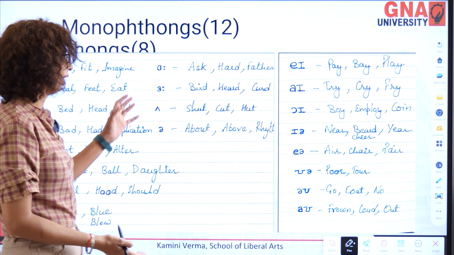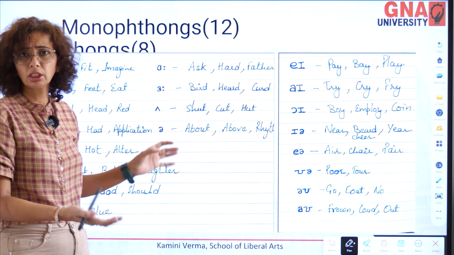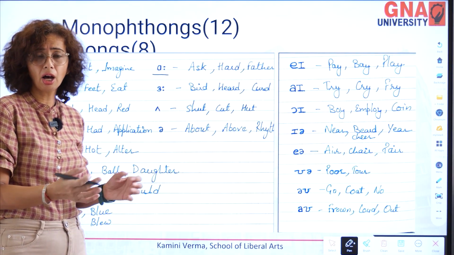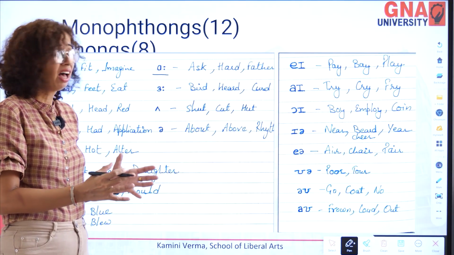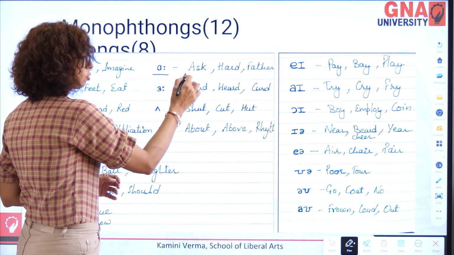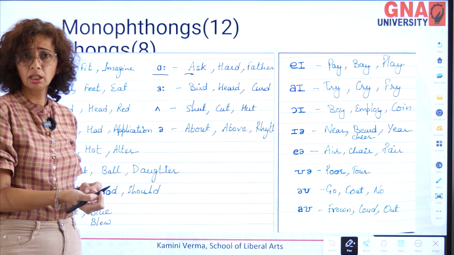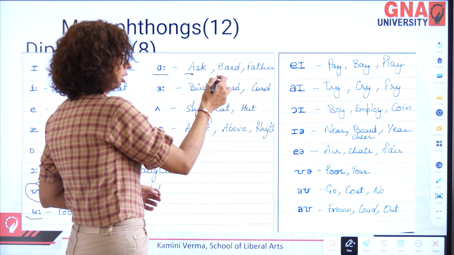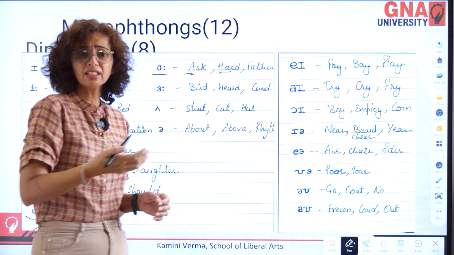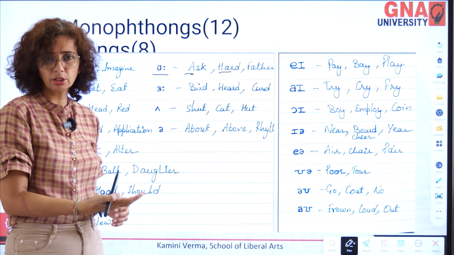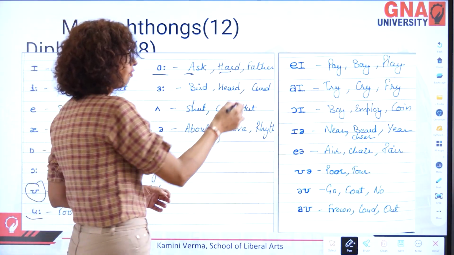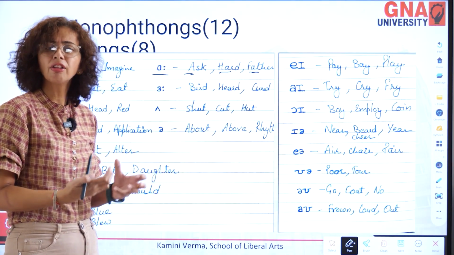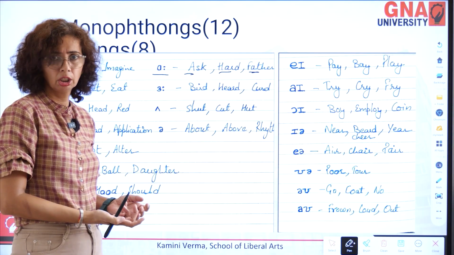Moving ahead with the next one, that is the A sound in English. Now this one is the A sound. Now A as in ask, as I'm using it here. Ask. Then I'm saying hard. This A is the stressed A of English. Hard. Another one, father. So this is the stressed A sound.